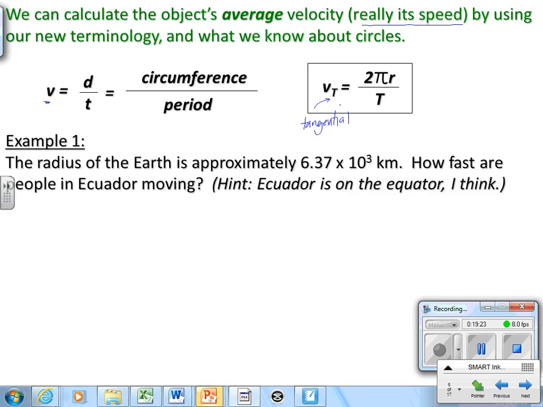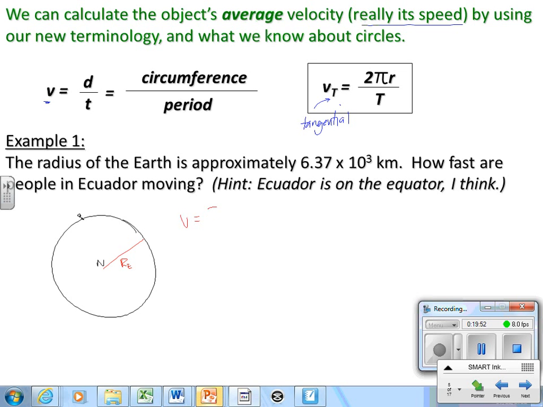Okay, sorry. Let's do a little top view. Here's the North Pole. That's a pretty good circle. So here's a person at the equator. Hello, Ecuadorian. And this radius is, well, we'll call it RE. How fast are people moving?